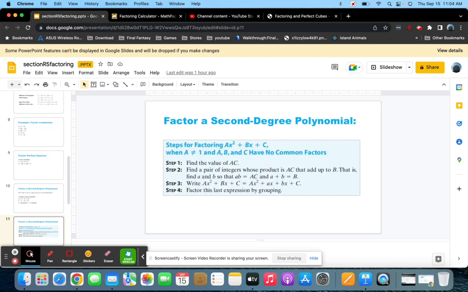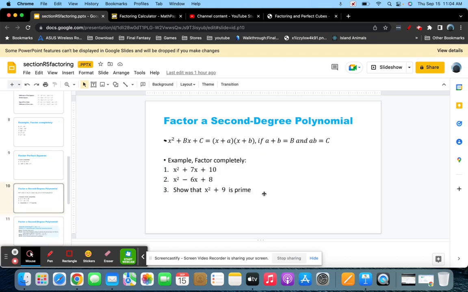So how would you show it? I'm not actually quite sure how they would want you to do that, other than saying that there's no common factor.